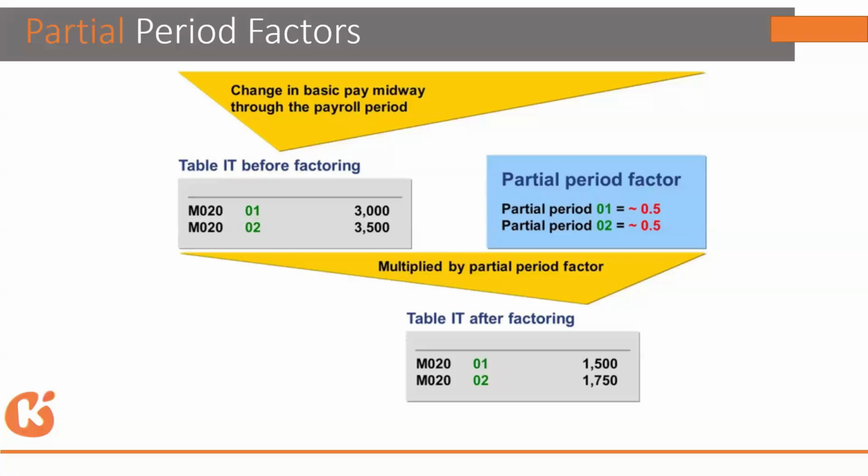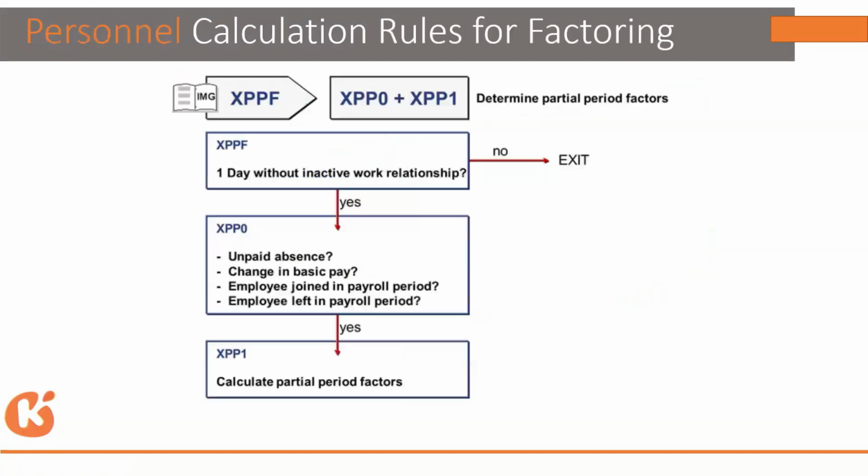For example, you can see here M020. It is 3,000 which is coming. Here you can see after factoring it is showing as 1,500. For employee subgrouping 02 it is showing as 3,500, but after some reduction it is showing as 1,750. So these are the partial period factors. We're going to see the factoring with the regular session. This is also a very important PCR, and you will be working majorly with this PCR.